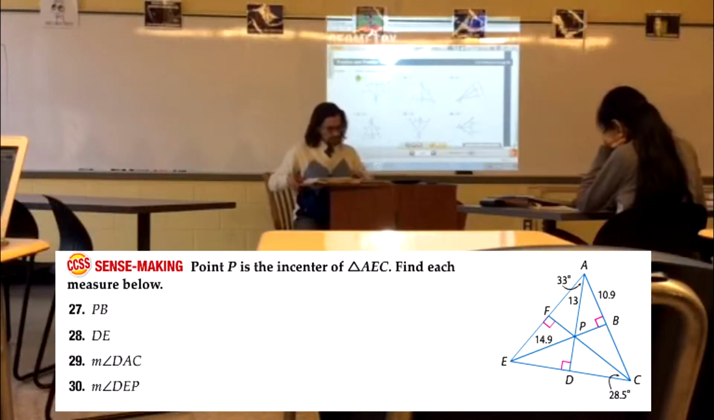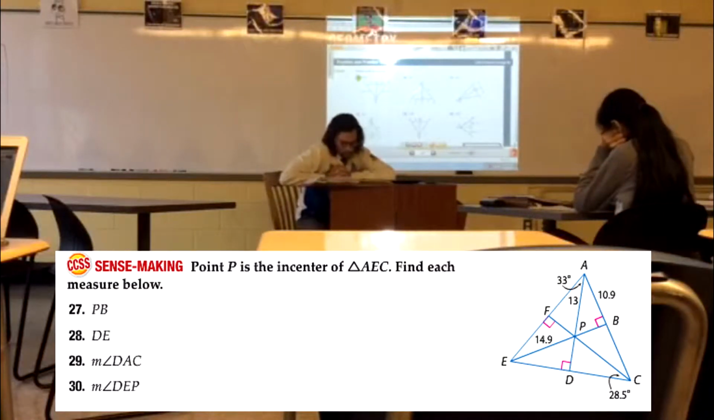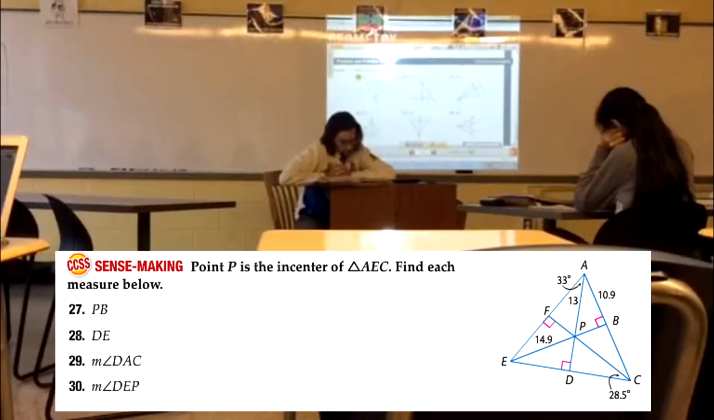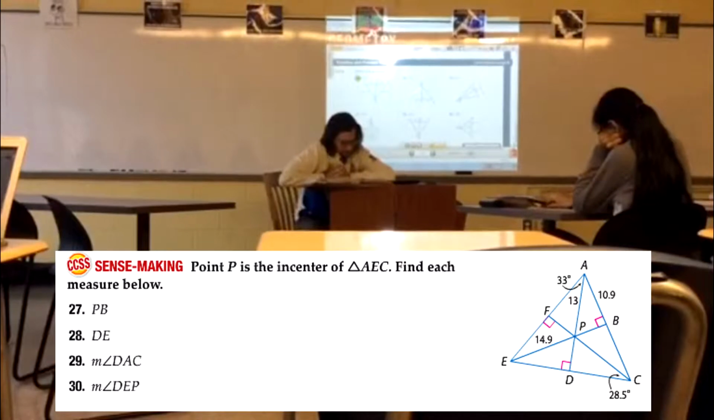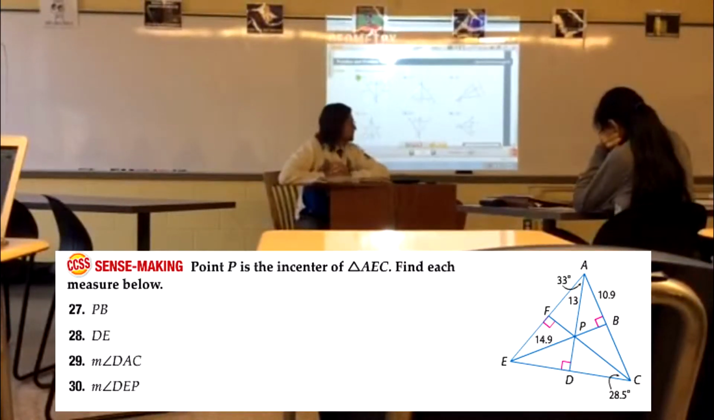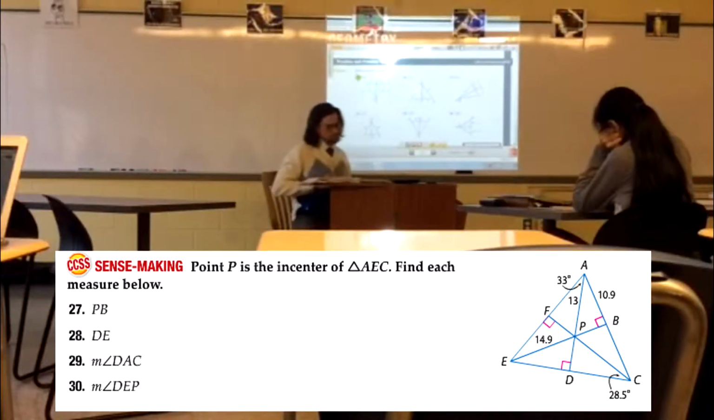Oh, I like this problem a lot. PB is 7.1. DE is 13.1. DAC is 33, and DEP is 28.5. I got 7.45. Wait, what was 28? I'll just plug in at like 13.1. I put it to the nearest 33. You put it as what? Okay, I was kind of close. Okay. 13.11 and 7.8. Okay.